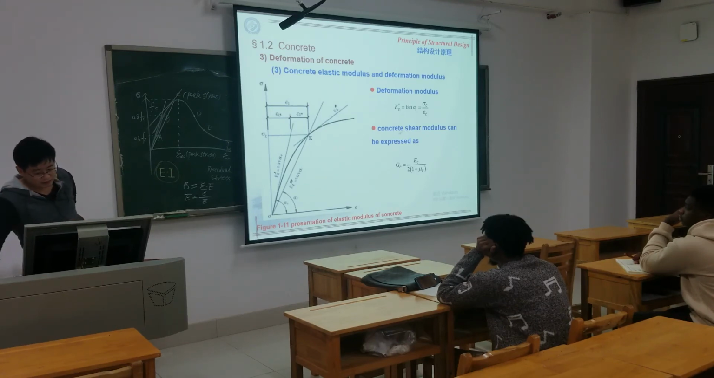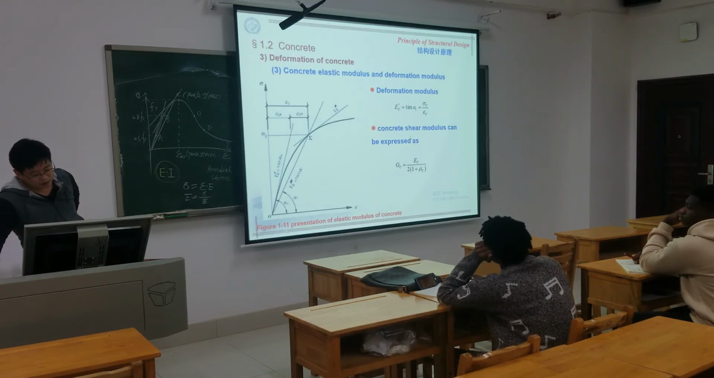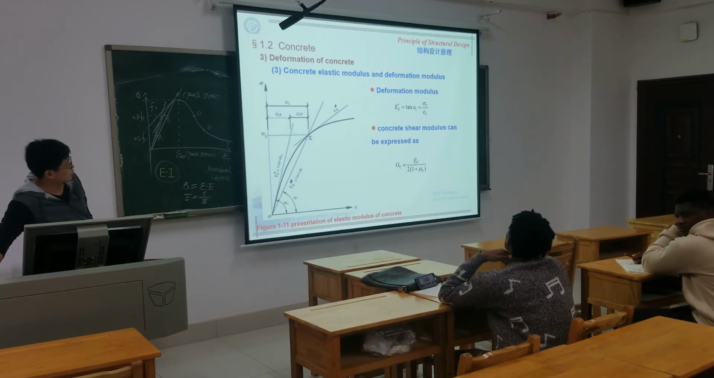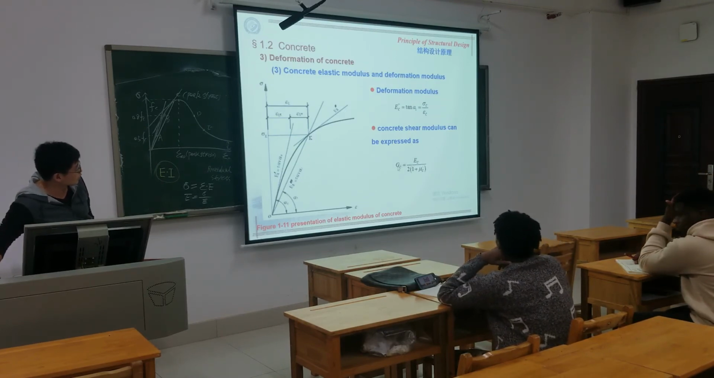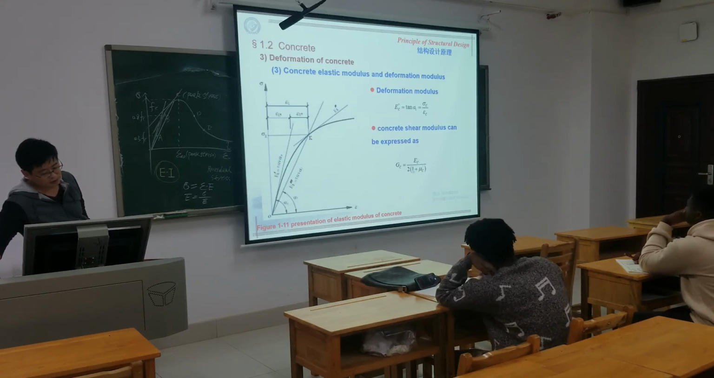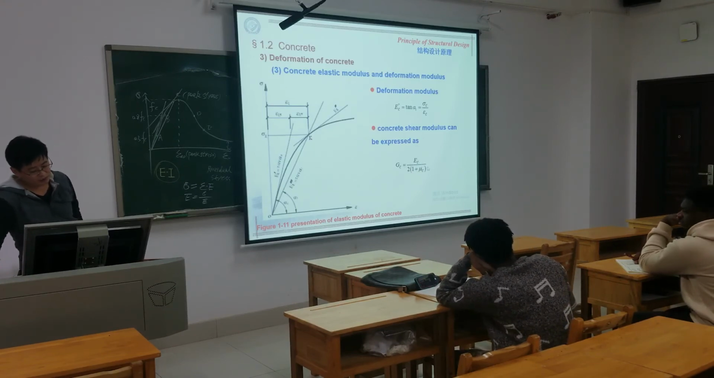And then another modulus is the shear modulus. Shear modulus can be calculated from the normal modulus EC. Shear modulus uses the symbol GC, and the normal modulus we use EC. By this formula, we can get the shear modulus.